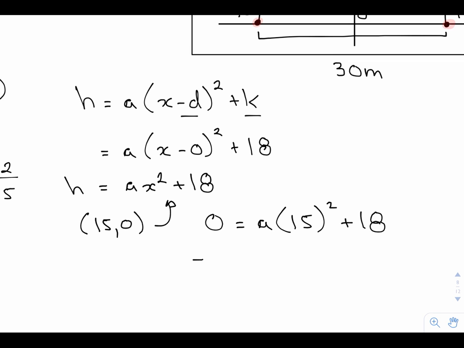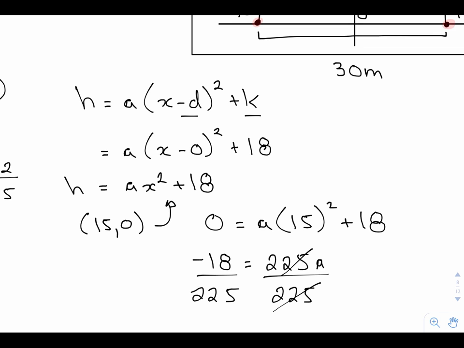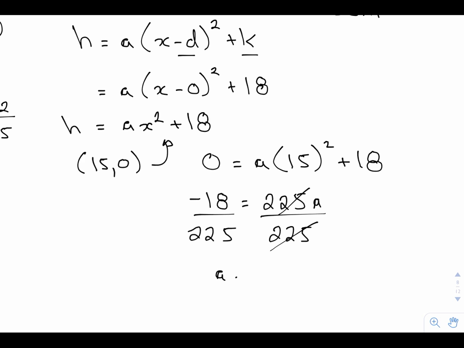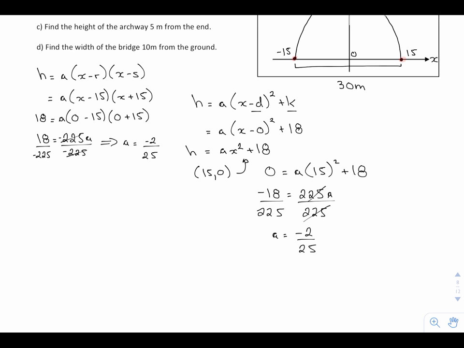So if I bring the 18 over, I have negative 18. Square the 15, I get 225a. Divide both sides by 225. Cancel, cancel, and you get your a value is equal to negative 2 over 25 once again. Is it a surprise that it's identical to the previous a that we had in the factored form? Not at all. Okay, we didn't have to do all this work.